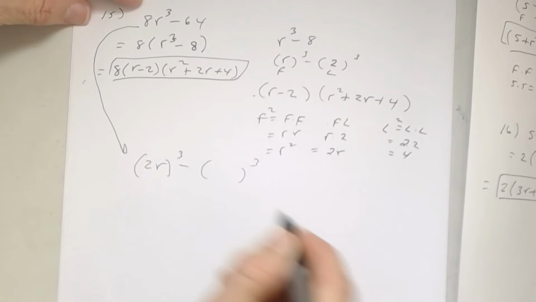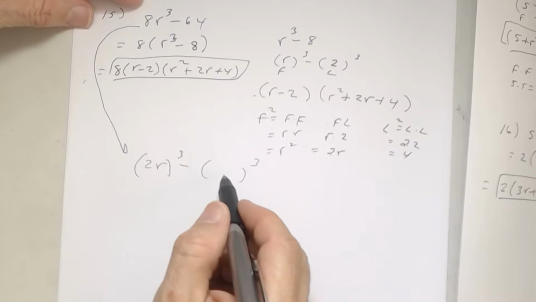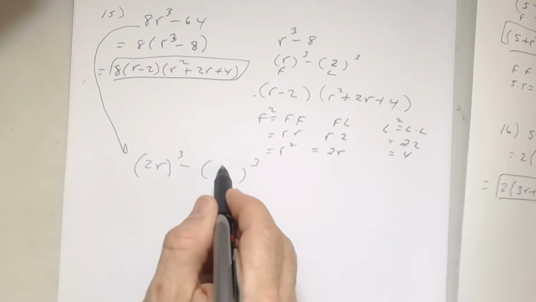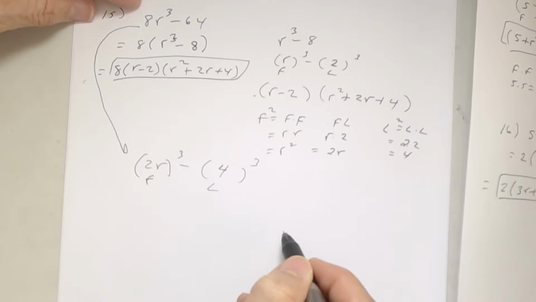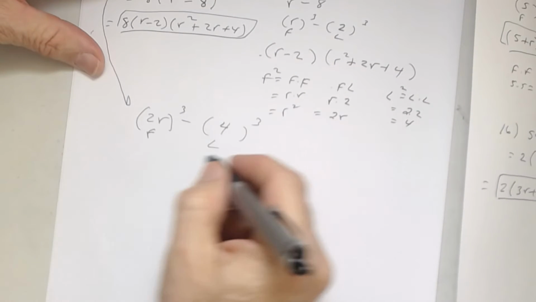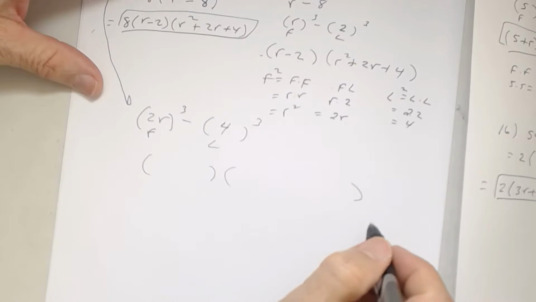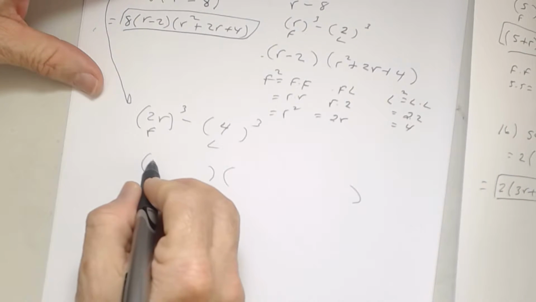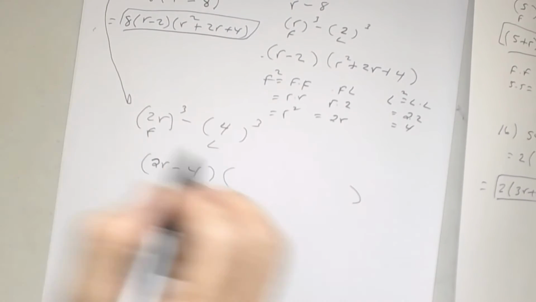You would say 2R times itself 3 times is 8R cubed, correct? What times itself 3 times is 64? 4. So there's your F and there's your L. So you get this binomial times this trinomial. What's the binomial? 2R minus 4. All right, let's talk about the trinomial.